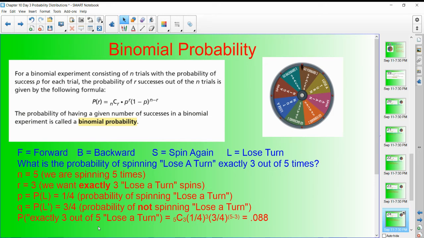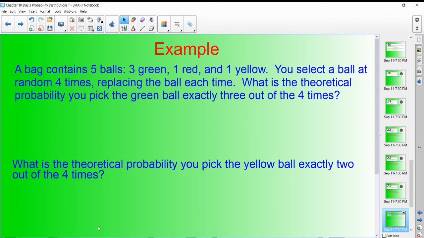And now it's your turn. These problems are going to take some time. Write down the information, write down the probability of success and the probability of failure, and how many spins or how many trials are you doing, and how many trials do you want to be successful. Pause the video, take however long you need, and check back when you're ready to see if you got the correct answer.